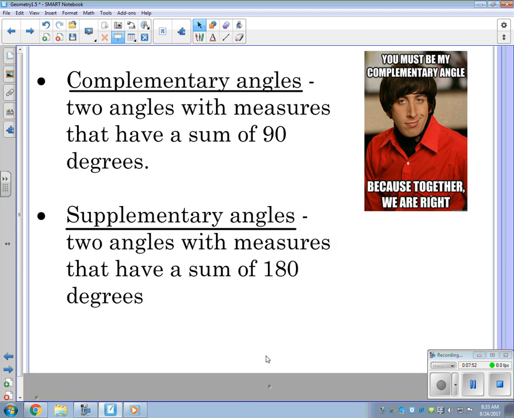And then supplementary angles are also very common. Two angles with measures that have a sum of 180 degrees.